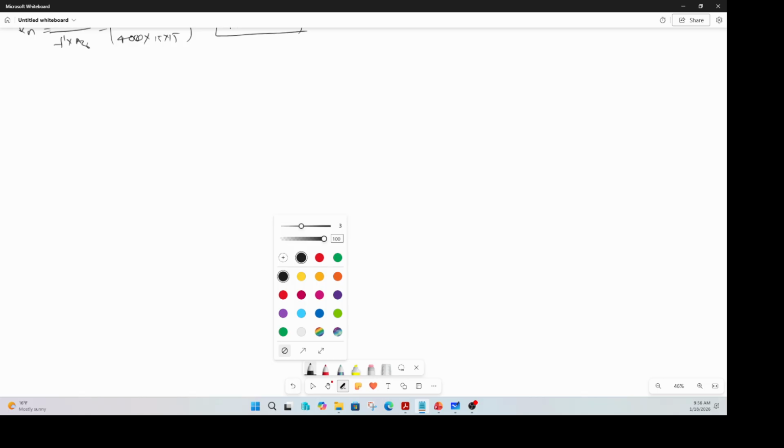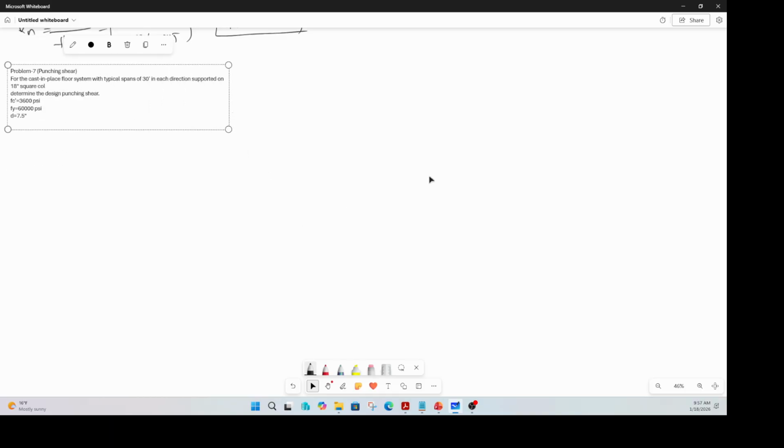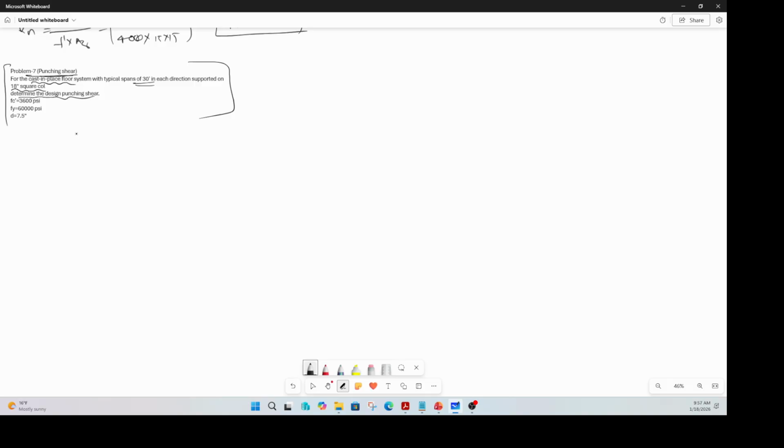This is about the punching shear. So let's paste the problem statement right there. So we are given what? We are asked punching shear, but we have been given a cast-in-place floor system with a typical span of 30 in each direction, supported on an 18-inch square column. Determine the design punching shear. So we are putting all our concepts about punching shear that we learned last time to test here.